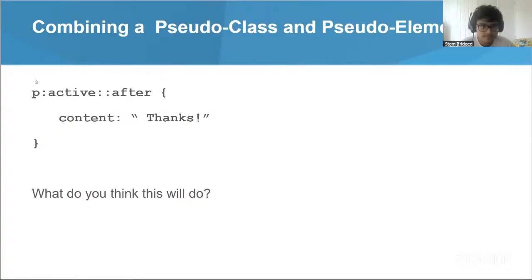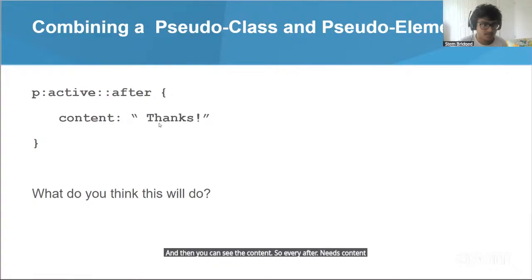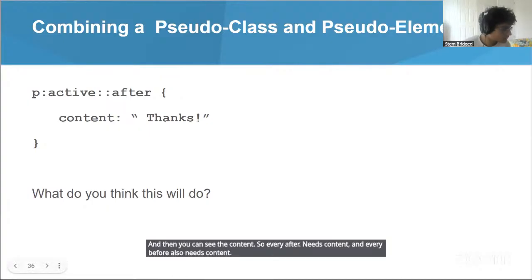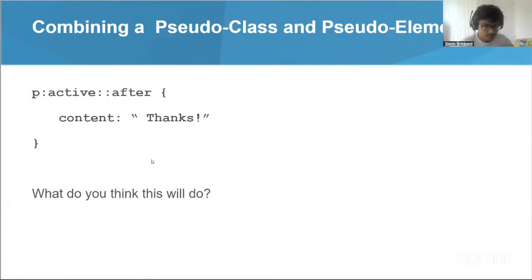Okay, you can combine multiple pseudo classes or multiple special CSS selectors, like colon active and colon after. So what do you guys think this is going to do? It has the active, which is what happens when you click over it, and after, which goes after the element. And then you can see the content. So every after needs content, every before also needs content.